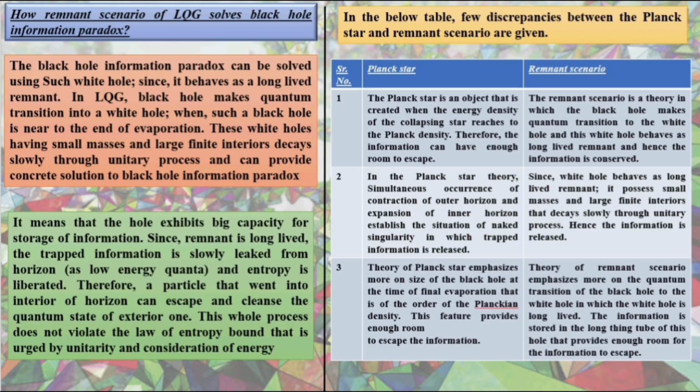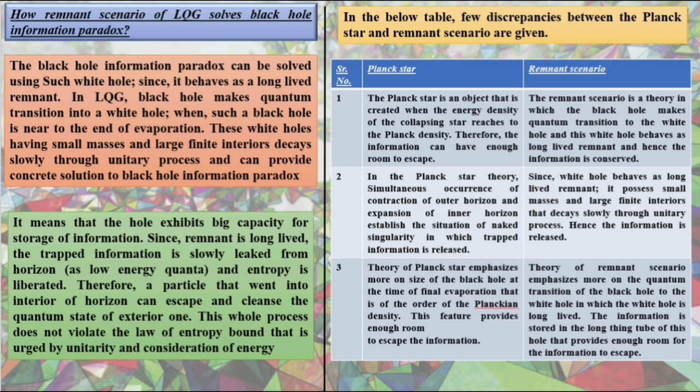In the Planck star theory, the simultaneous occurrence of contraction of the outer horizon and expansion of the inner horizon establishes the situation of a naked singularity in which trapped information is released, while the white hole behaves as a long-lived remnant and it possesses small masses and large finite interiors that decay slowly through a unitary process. Hence, the information is released.